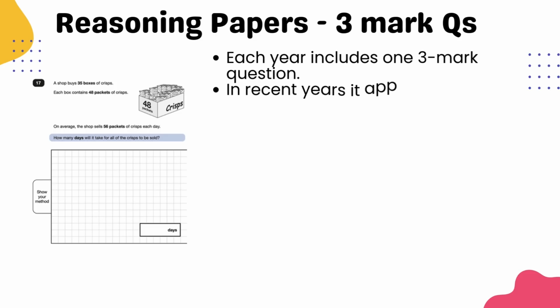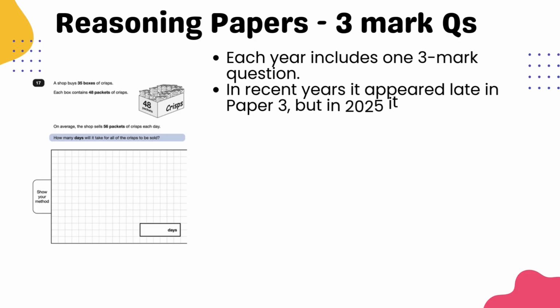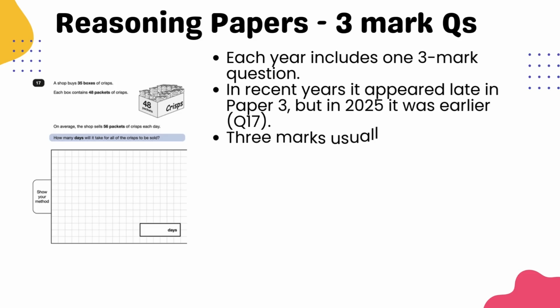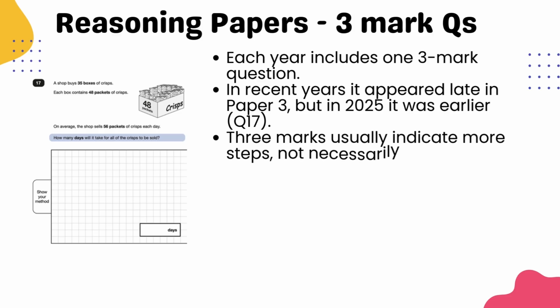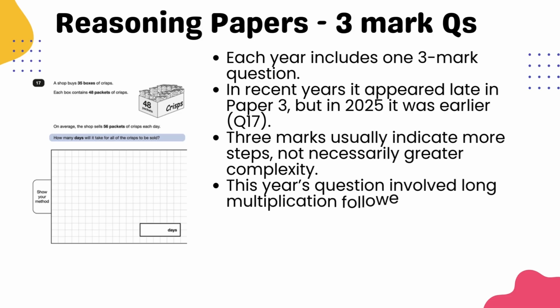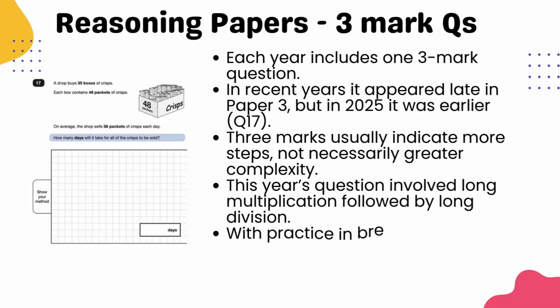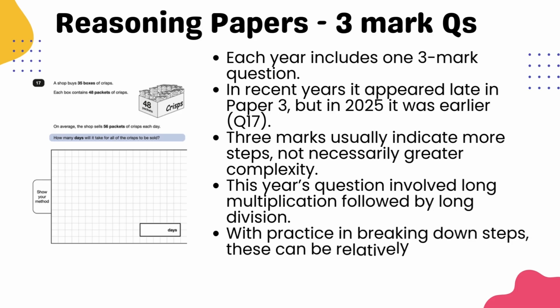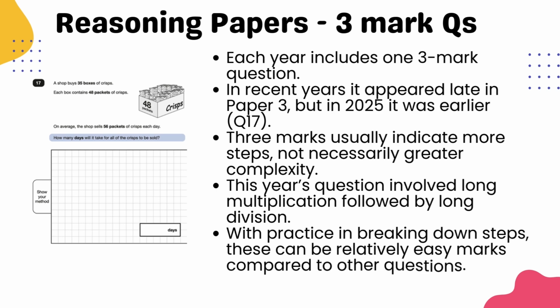Okay, so each year does include a 3-mark question, and in recent years it appeared late in the paper, but in 2025 it was earlier. So question 17 in last year's paper was a tricky question that involved 3 marks. Okay, 3 marks usually indicates more steps, but not necessarily greater difficulty or complexity.